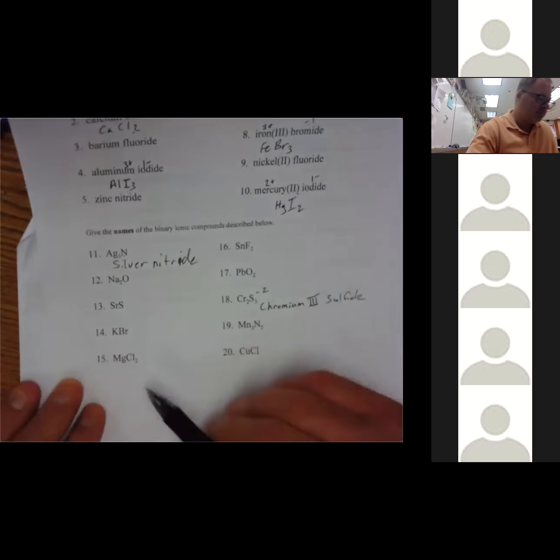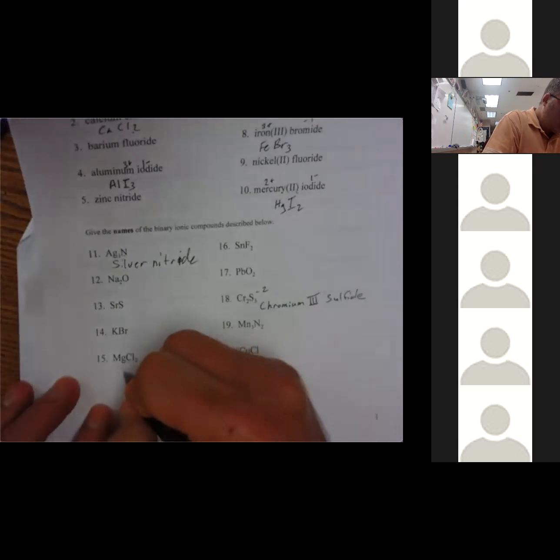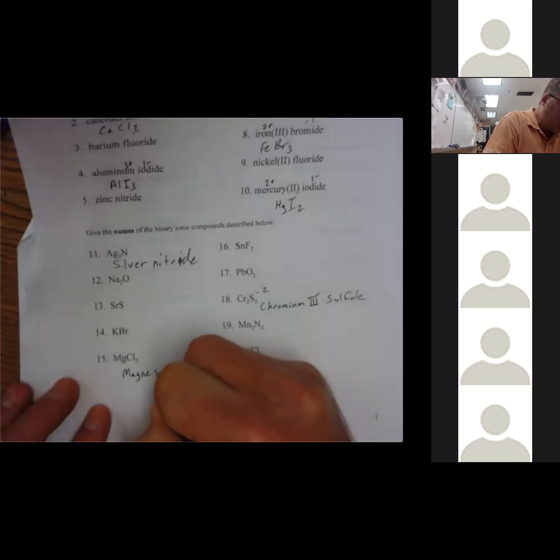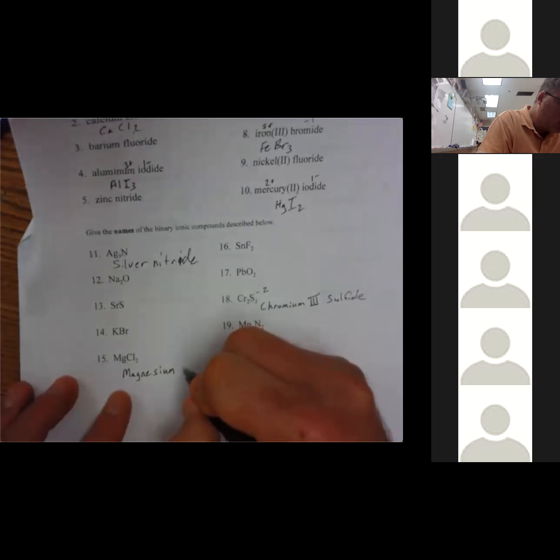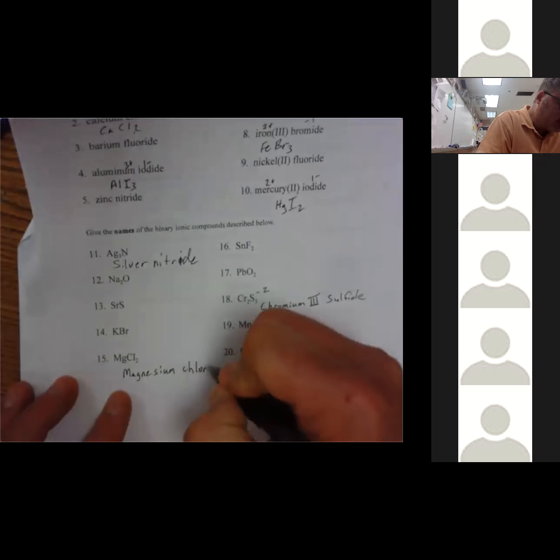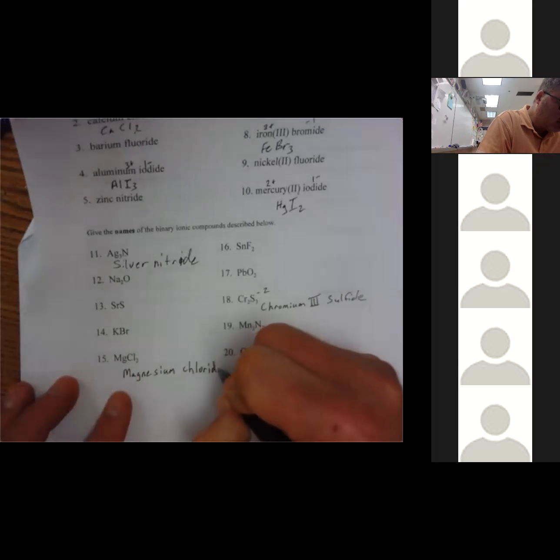Next, let's take a look here. We are going from formula to name. So magnesium is Mg. Magnesium is in group 2A, so it does not require a Roman numeral. So all we've got to do is change the ending of chlorine to chloride. Magnesium chloride.